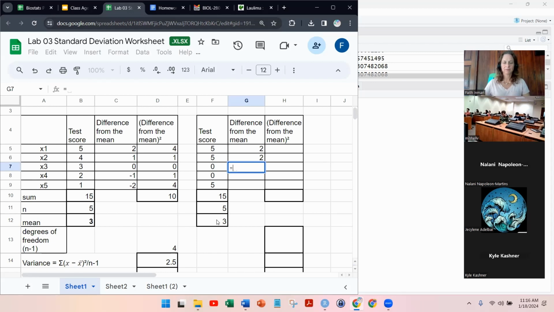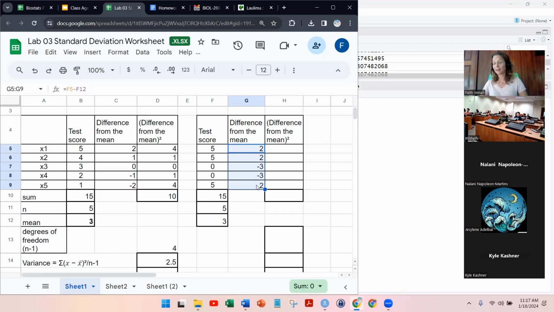Equals test score minus mean. Or you could even just say equals 0 minus 3, if that's easier. Equals test score minus mean, right? And now you can see the differences from the mean. If you added these all up, what do they equal?